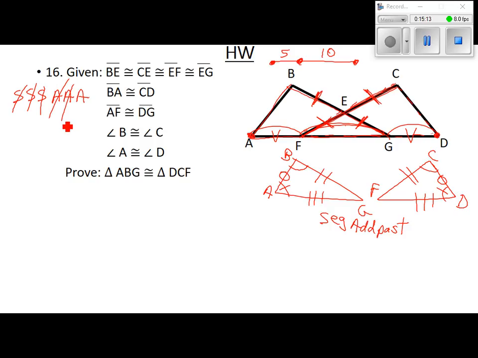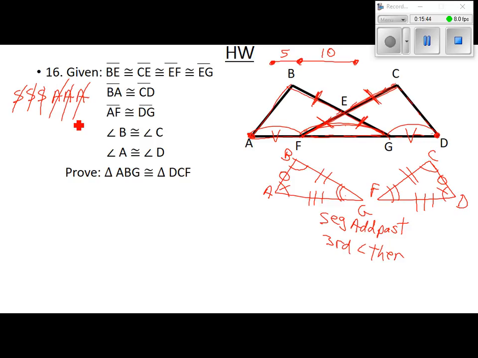Now, we had a theorem last time, right, the third angle theorem. If these two angles are congruent to these two angles, then what do we know about these pointing angles down here? They've got to be congruent by the third angle theorem. So somewhere in our two-column proof, we're going to use the third angle theorem. So what do I know about these two angles? They're congruent to each other. Is that enough to say the two triangles are congruent?